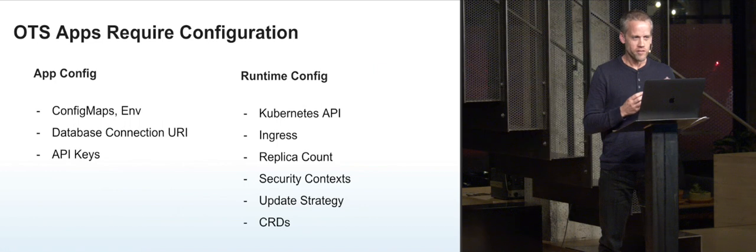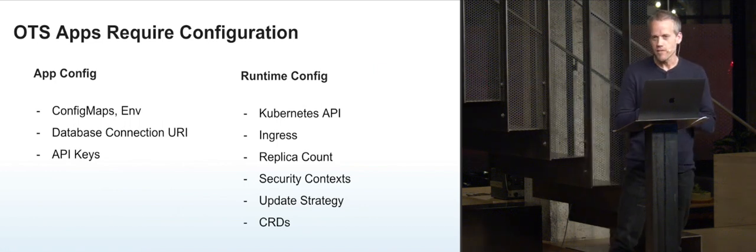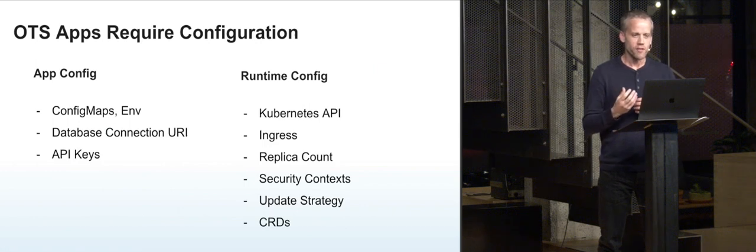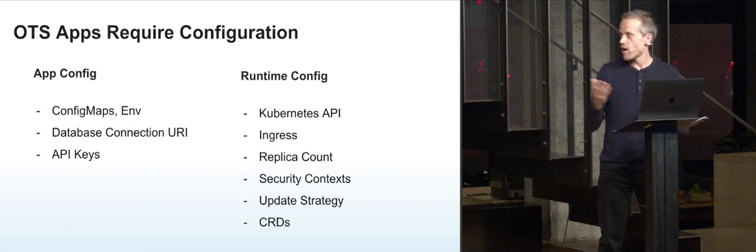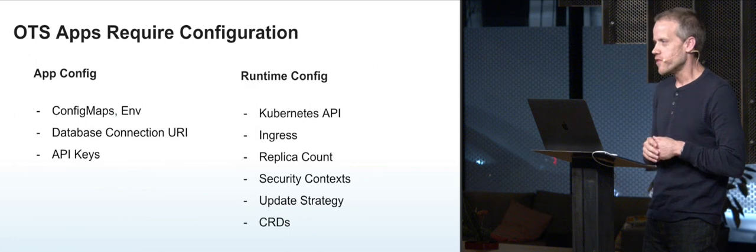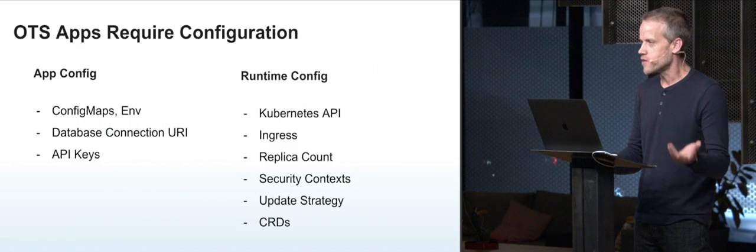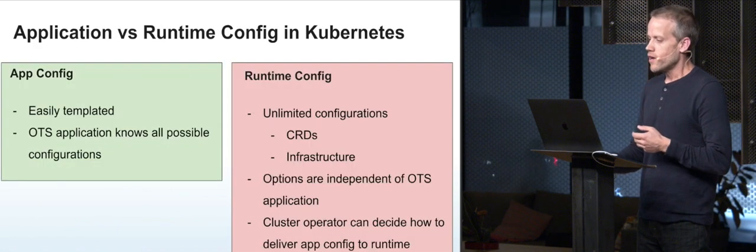Application config is often delivered in Kubernetes through config maps and environment variables, and this contains things like database connection strings and application keys for third-party services that you want to use. Then there's runtime config. And runtime config is the actual Kubernetes API. That's the replica count and security contexts and update strategy and ingress controllers and pod disruption budgets, anything like this. And now operators and custom resource definitions are becoming really popular, and so there's a lot of additional Kubernetes API that you need to think about.